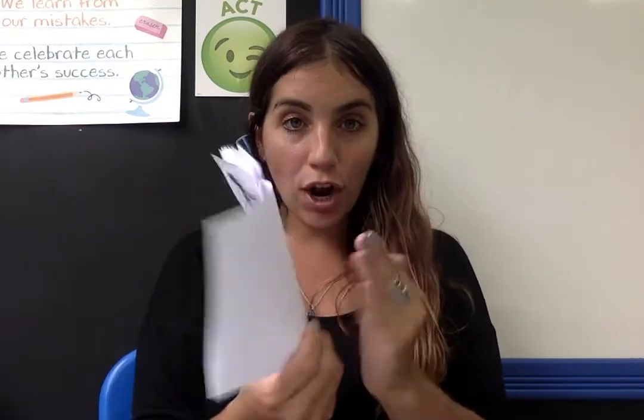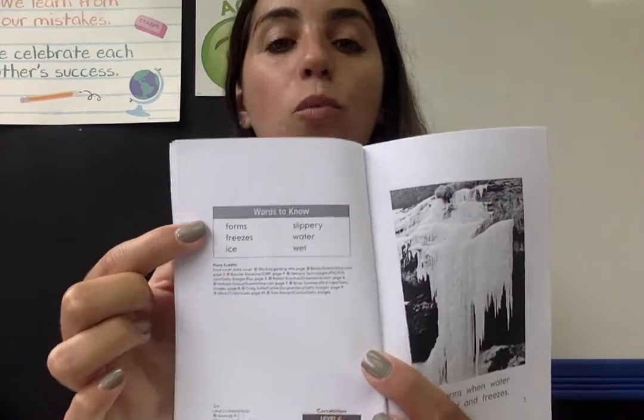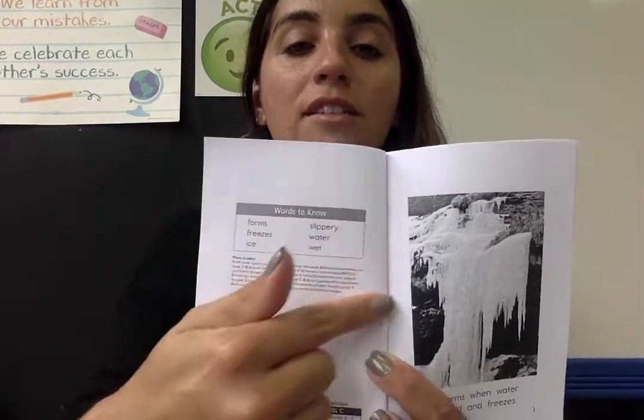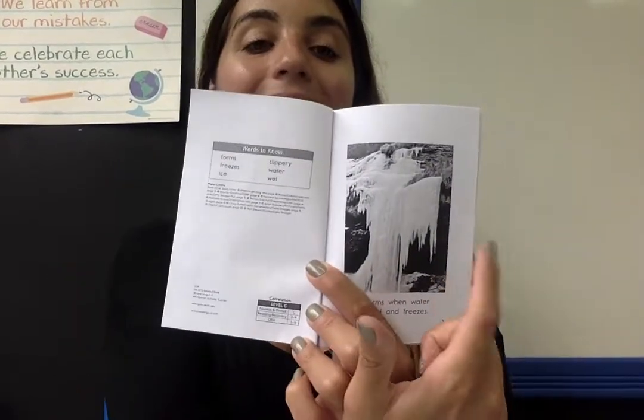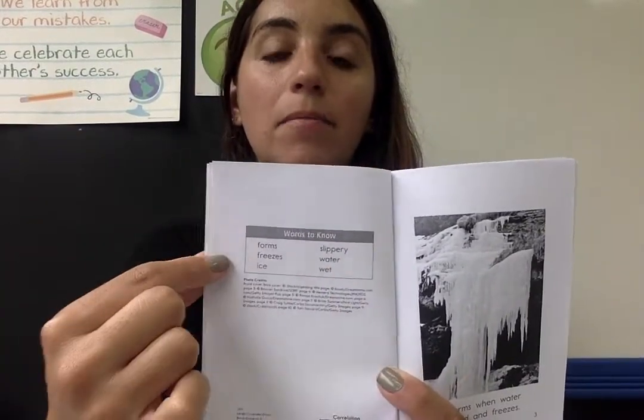O que é gelo? What is ice? What happens to get ice? Okay? And then that's what we're going to think about when we are reading. Okay? When we are reading, we're going to think about this question. What is ice? The next thing we have is words to know. These are the words that will be in the text. Essas são as palavras dentro do texto que a gente tem que saber, okay?